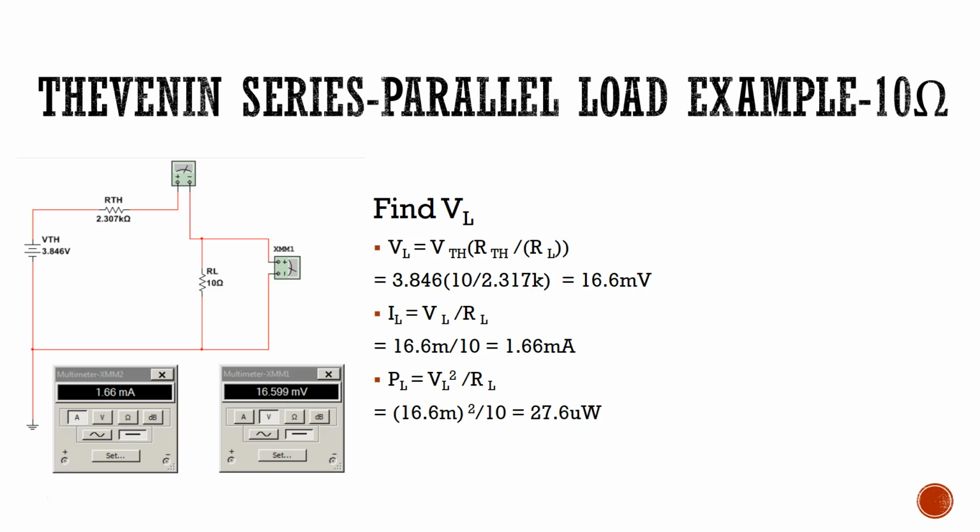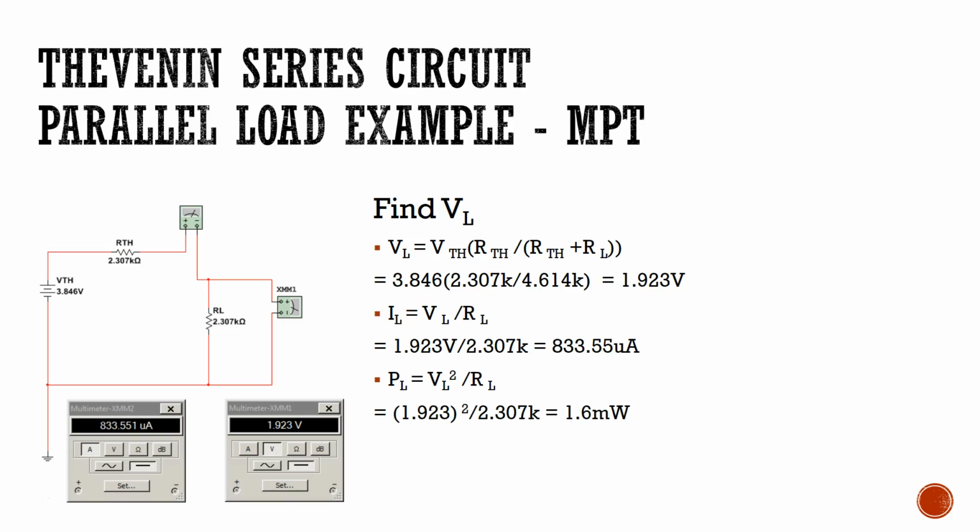Alright, here we're looking at a 10 ohm load, and that changes our power to 27.6 microwatts. Now I'll change the values here to show you how it affects the power at the load. And the power at the load can be at its maximum when we make RL equal to RTH. This is what's called maximum power transfer.